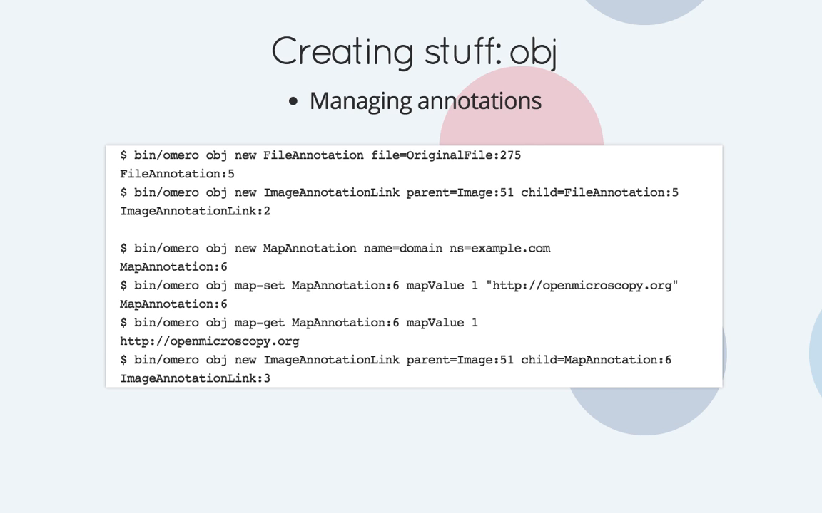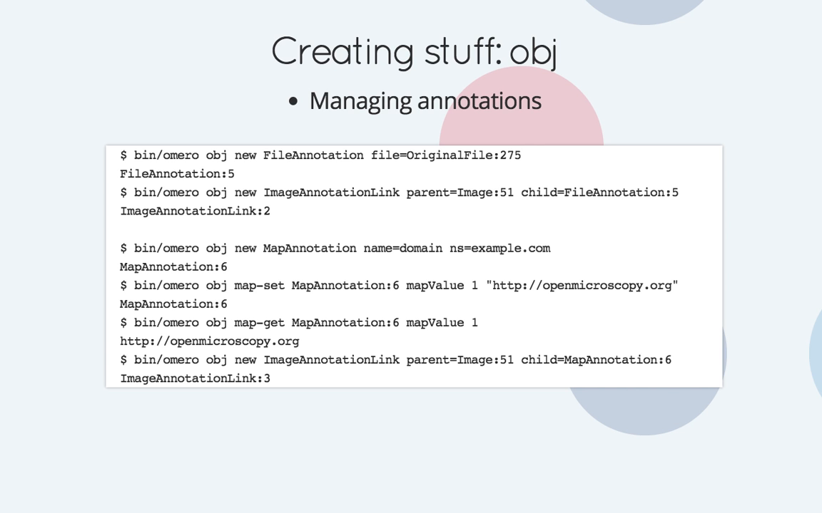And we can also use obj to manage annotations. So the file we uploaded earlier, which was the original file with ID 275, we can create a file annotation based on that file. So the file annotation effectively links to that file. We can then link that file annotation to our image. So we create an image annotation link, as we see here, and we get that back. That's the ID 2. In addition, we could create a new map annotation.